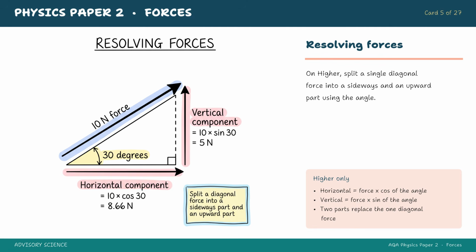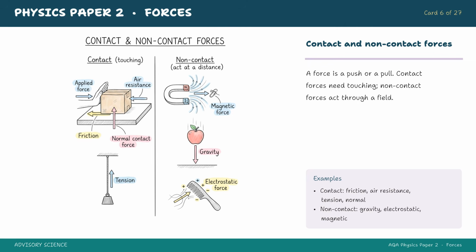Contact and non-contact forces. A force is a push or a pull. These are split into contact and non-contact forces. Contact forces need physical touching. Examples include friction, air resistance, tension in a rope, and the normal contact force which holds an object up, such as a book on a table. Non-contact forces act at a distance through a field without touching. Examples include gravity, electrostatic force, and magnetic force.